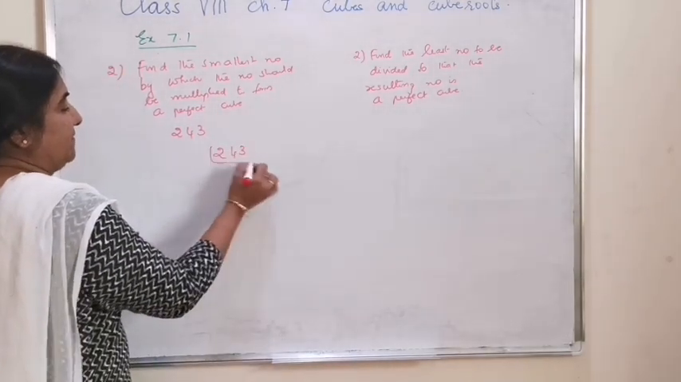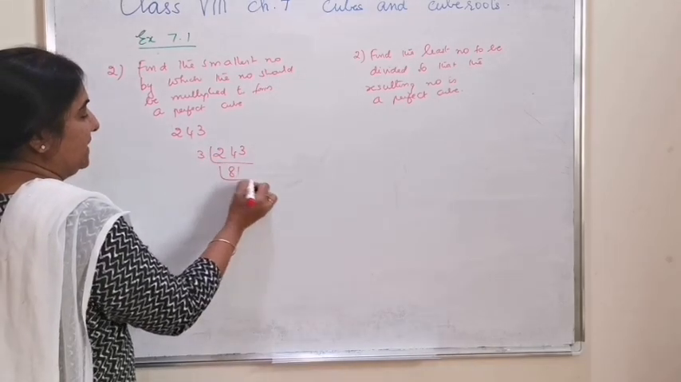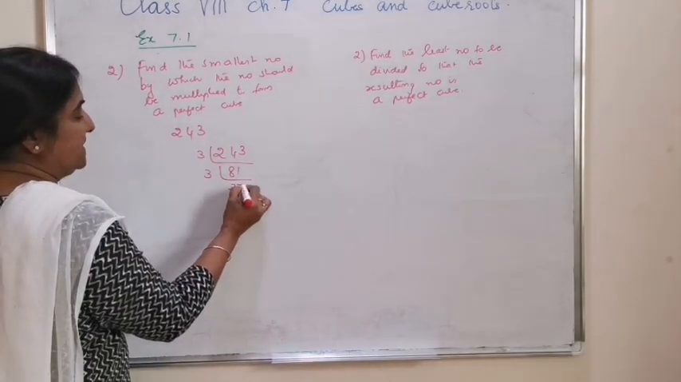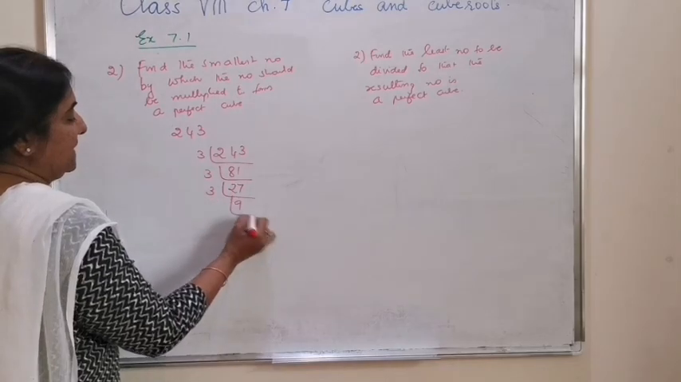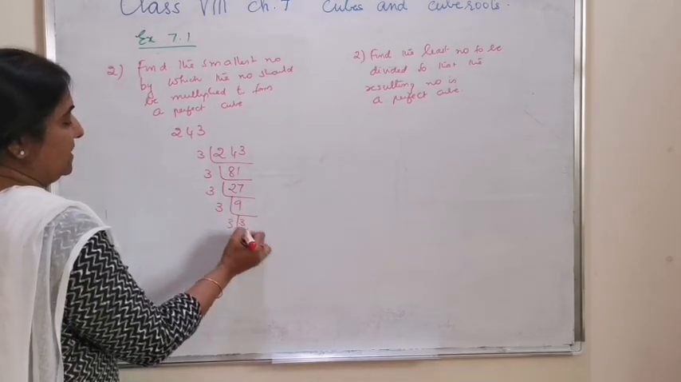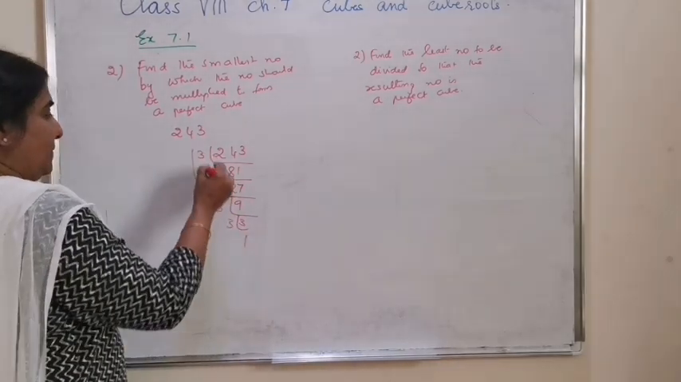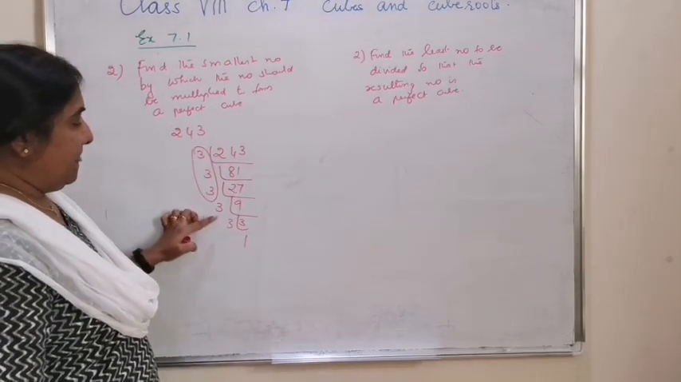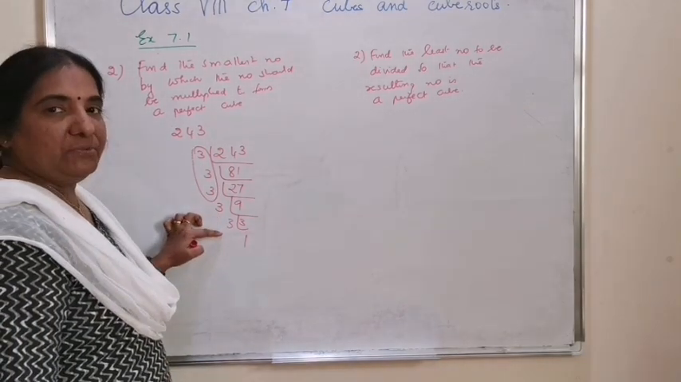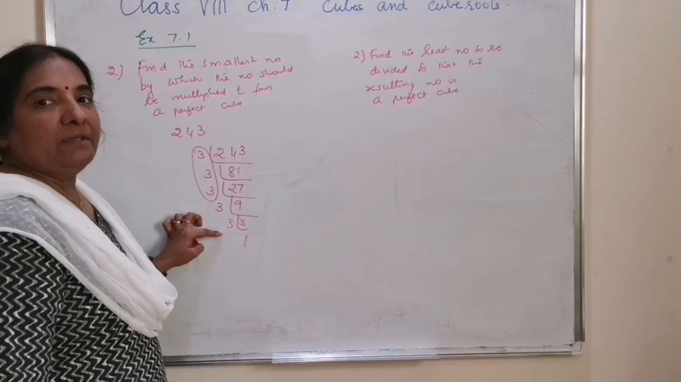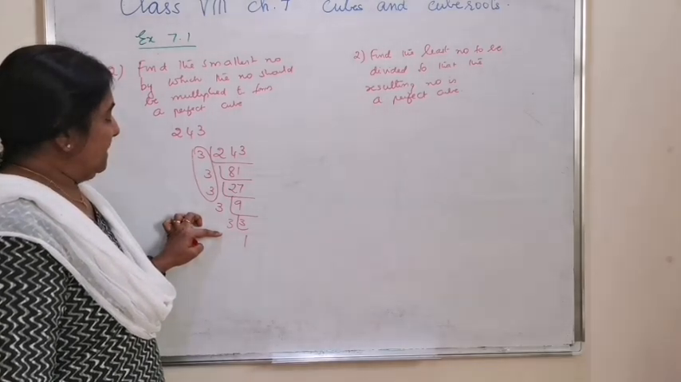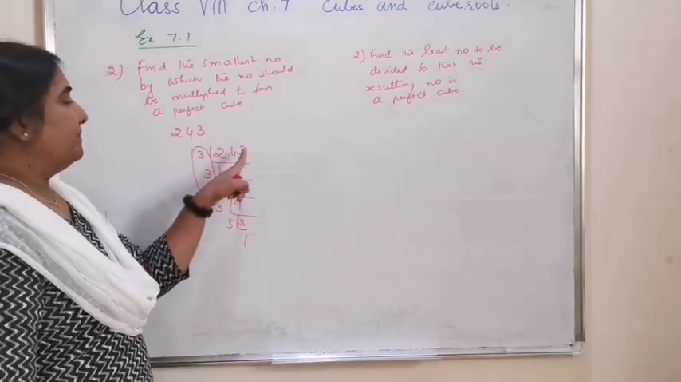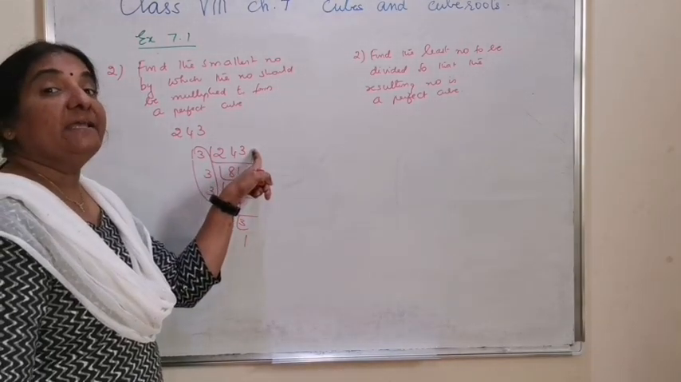243 divided by 3 is 81, divided by 3 is 27, by 3 9, by 3 3, 1. So the factor 3 has come 3 times here. The second factor 3 has occurred only twice. We have to get one more prime factor 3, or 243 should be multiplied by 3.